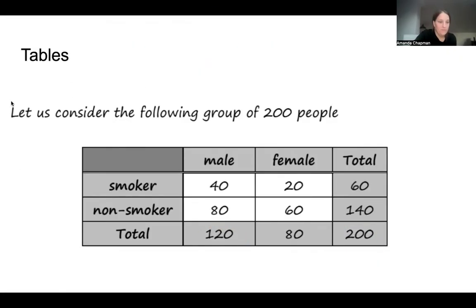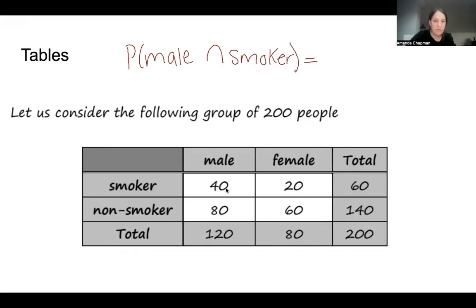I can do the probability of a male intersection smoker. So that's male smoker is 40 over all 200 people, and that is 0.2, yeah, 0.2. So I have a 20% chance of getting a male that's a smoker. So we can go through and figure those out.